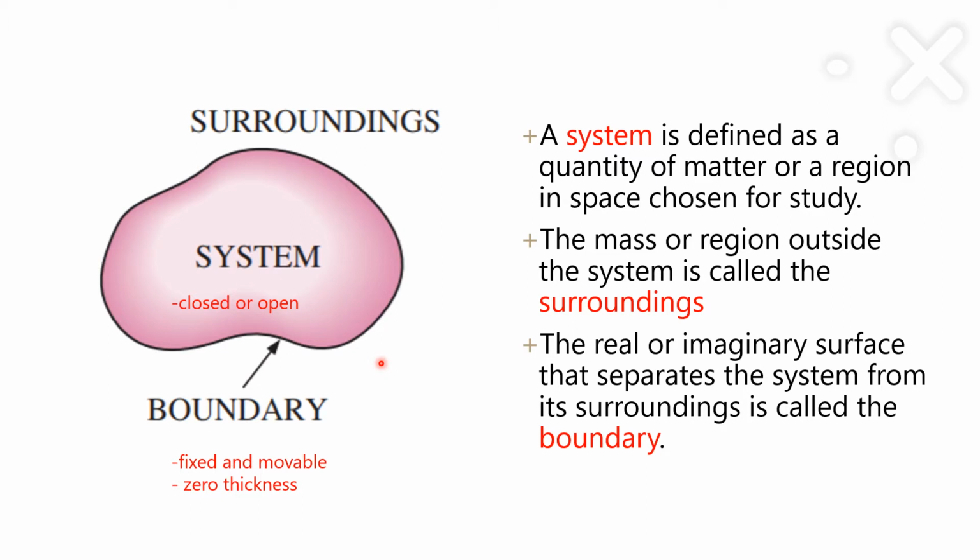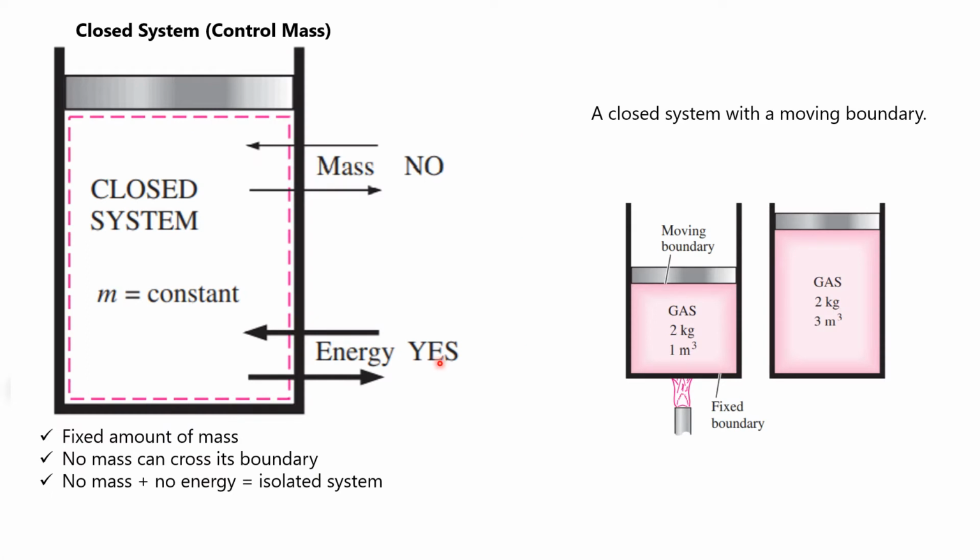Mathematically speaking, the boundary has zero thickness, and thus it can neither contain any mass nor occupy any volume in space. As I have said from the previous slide, a system can be closed or open. And let's discuss first what a closed system is. A closed system, also known as a control mass, consists of a fixed amount of mass, meaning your mass is constant, and no mass can cross its boundary. That is, no mass can enter or leave a closed system.